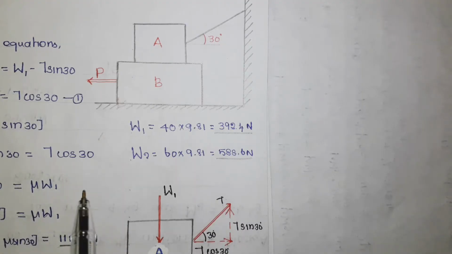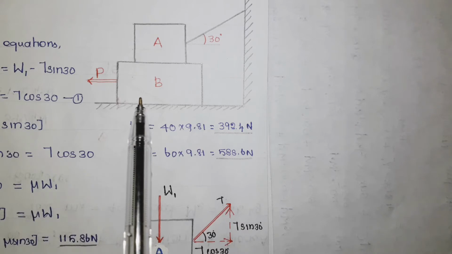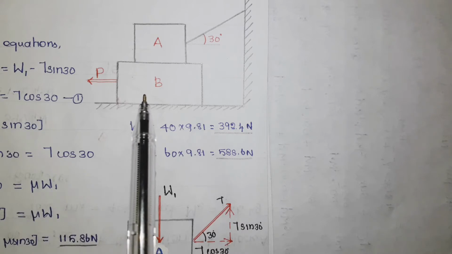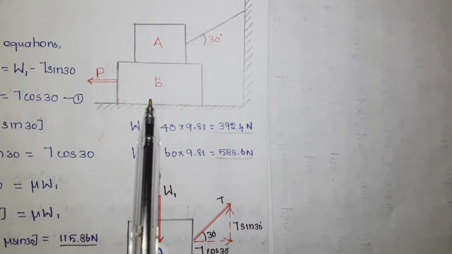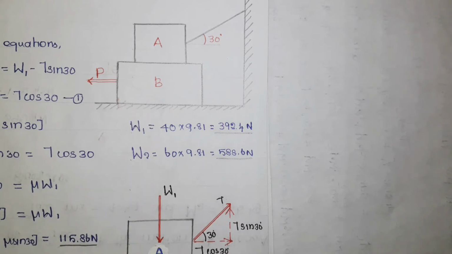Now in this problem we have to make an important decision. There are two masses, A and B. Now we have to decide which mass is to be taken first and analyzed. Okay, there are two blocks, we have to decide now. For that we have to go for a free body diagram again.